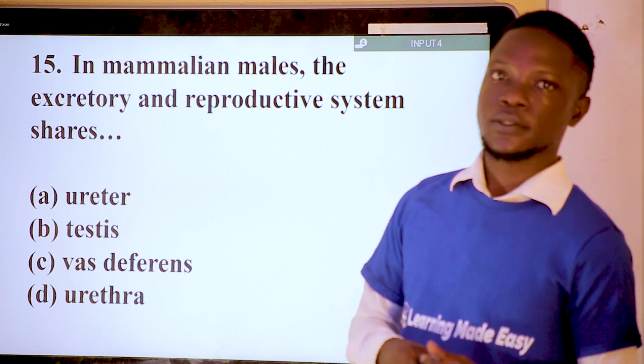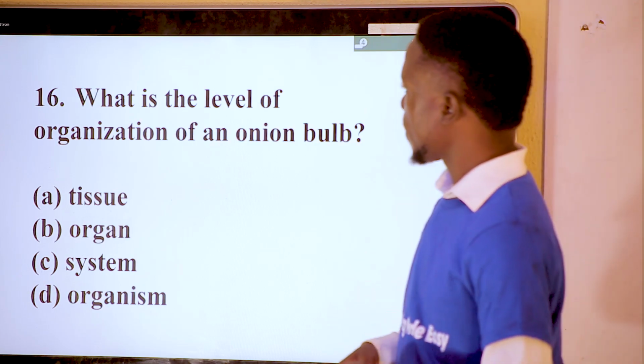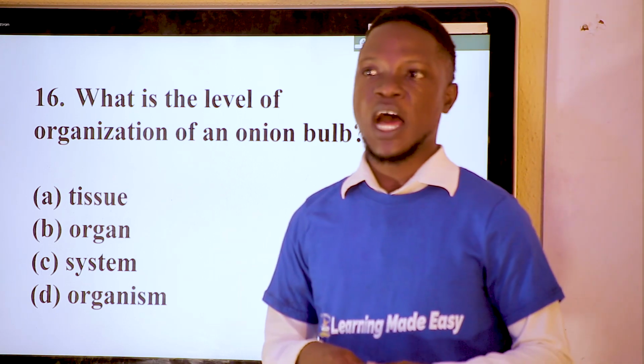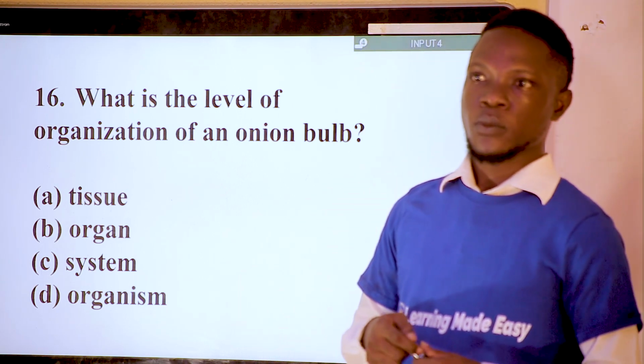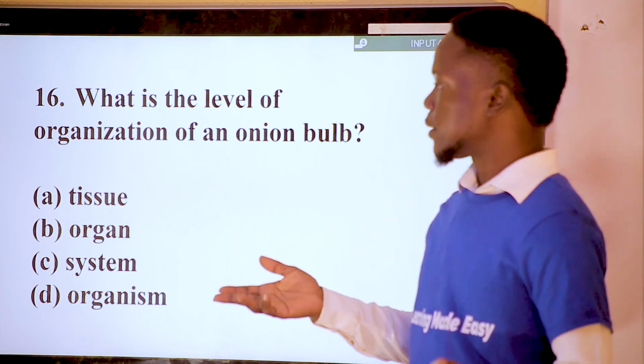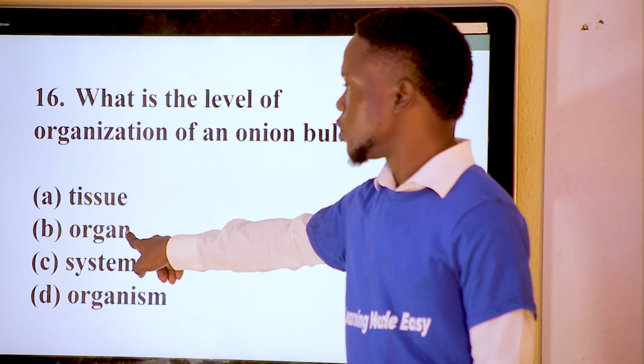Next question. Question number 16. What is the level of organization of an onion bulb? The level of organization of an onion bulb is organ. So the answer is option B.